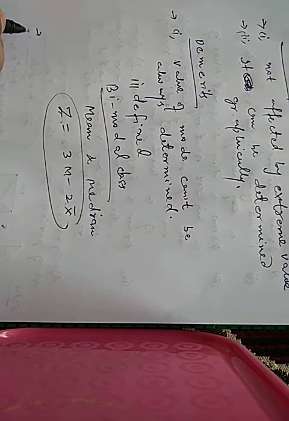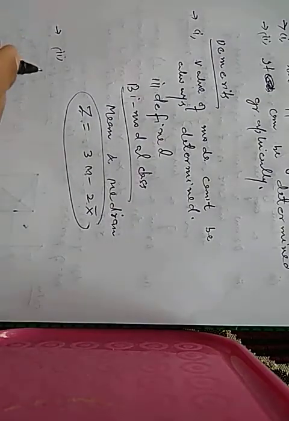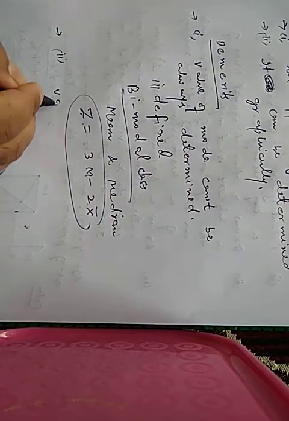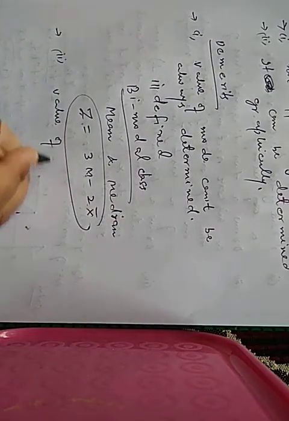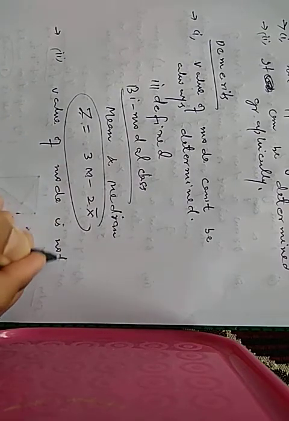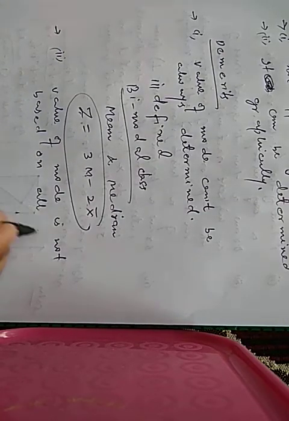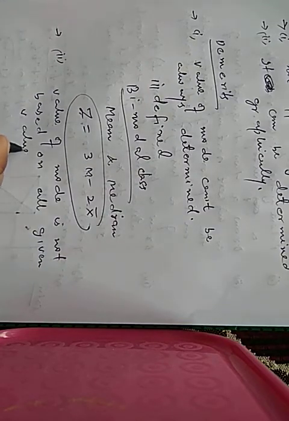And one more demerit, limitation of mode, is that value of mode is not based on all given values of a statistical series of a given data. This is the limitation of mode. This is the demerit of mode.